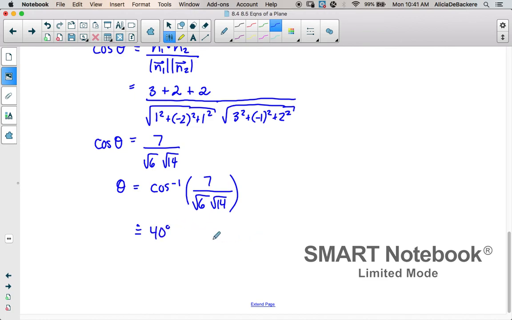Now that's going to be the acute angle where the two planes meet. Don't forget that if you wanted the obtuse angle, you would just take this number and subtract it from 180. Or if you had a question that came out with an obtuse angle and you wanted the acute, subtract from 180.